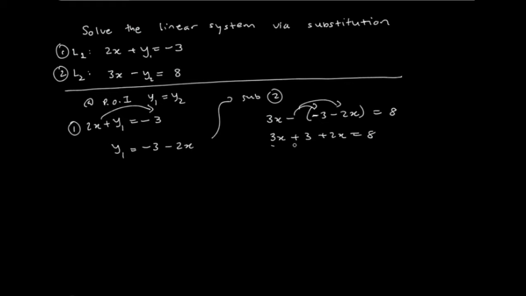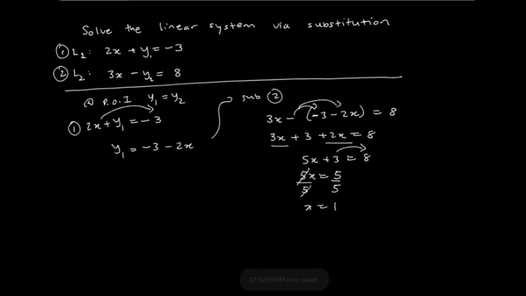I'm going to collect the like terms, the 3x and the 2x. You get 5x plus 3 is equal to 8. I'm going to move the 3 to the other side. 5x is equal to 5. I want to solve for x, so I'm going to divide by 5 on both sides. So x here is equal to 1. Now that I know that x is equal to 1, I need to find my y value, so I'm going to substitute this into equation 1 or 2, it doesn't matter.